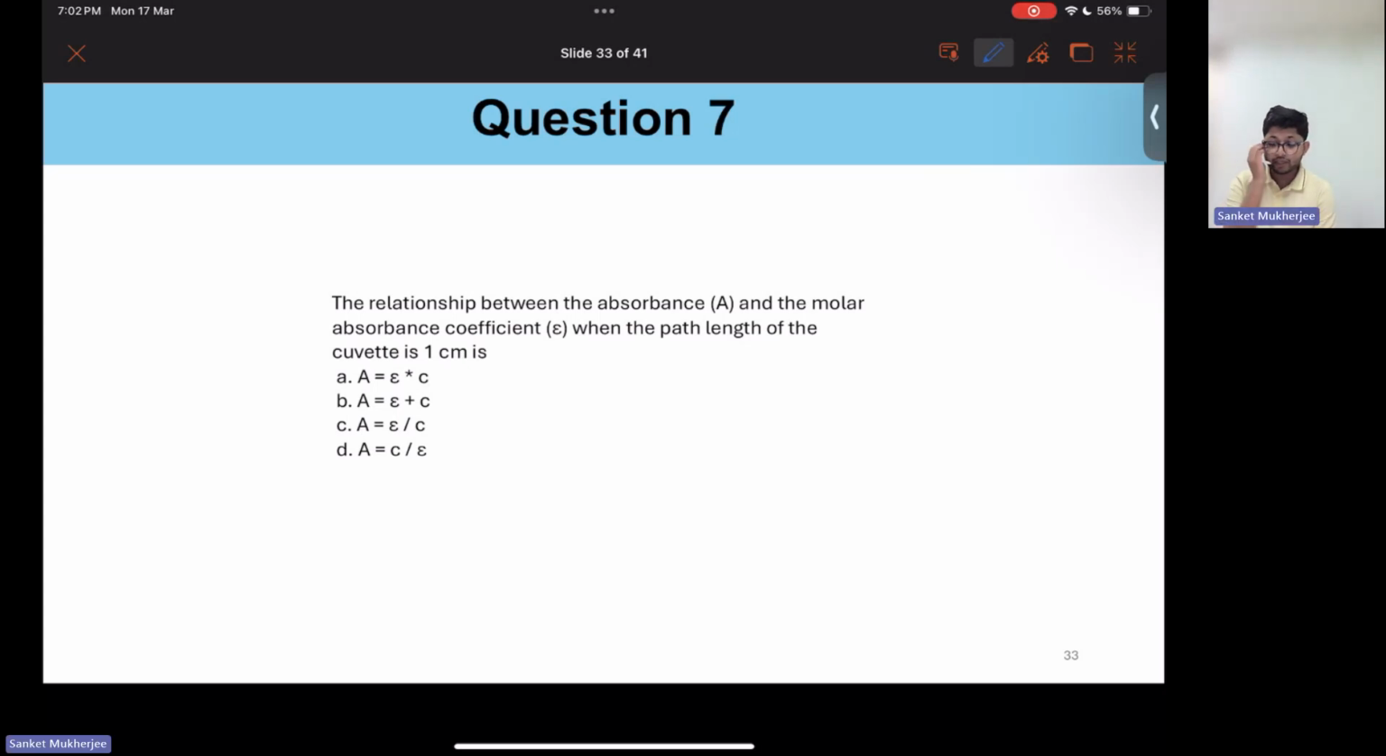Question 7, the relationship between absorbance and molar absorbance coefficient when the path length of a cuvette is 1 centimeter is which of the following options? A is equal to epsilon into C, A is equal to epsilon plus C, A is equal to epsilon by C, or A is equal to C by epsilon? So A would be epsilon into C. The A option is right.